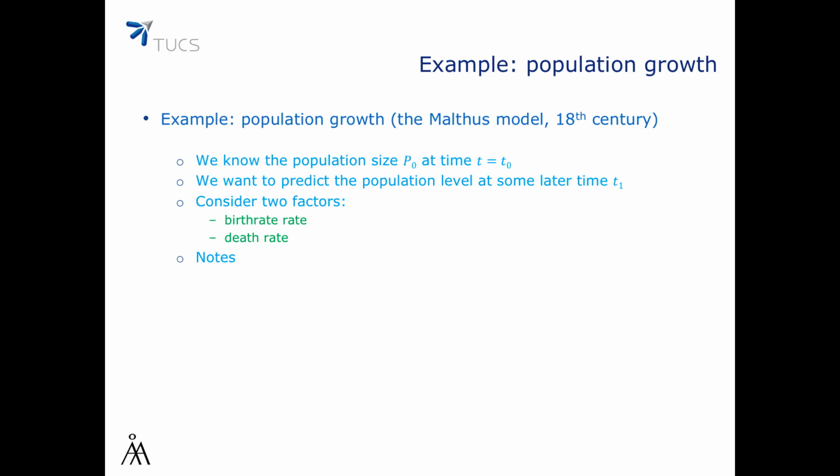To make these matters concrete, here is a famous example, the Malthusian model for population growth, developed already in the 18th century. We know in this model the population size p0 at time t0, and we would like to predict the population level at some later time t1. And the model considers only two factors. One is the birth rate, and the other one the death rate.